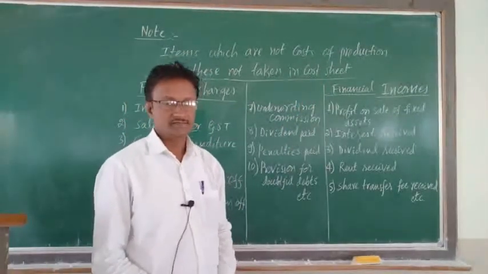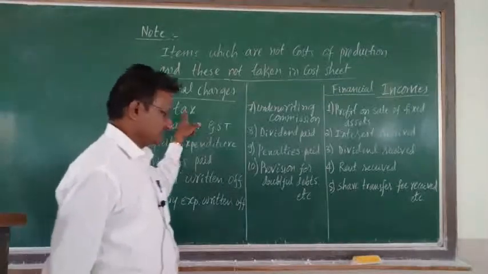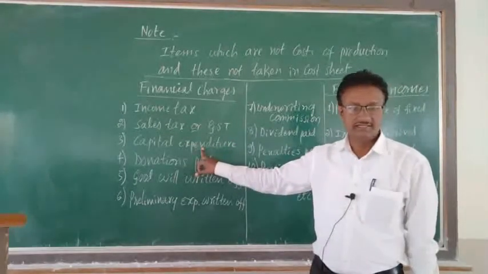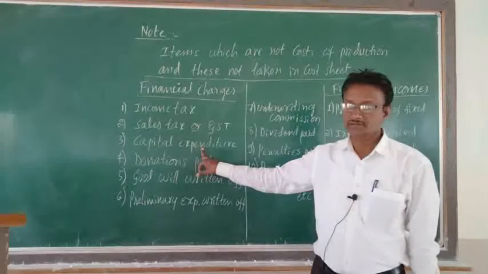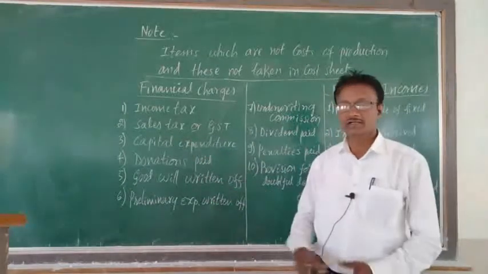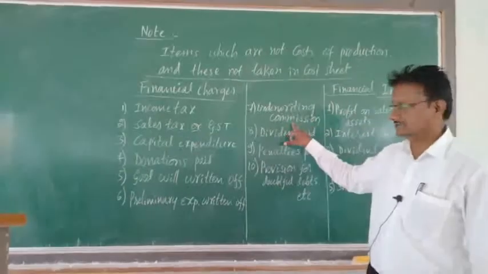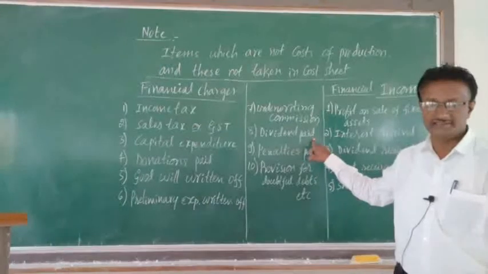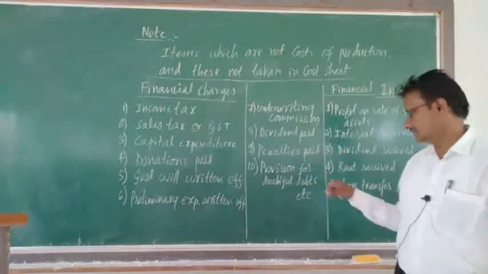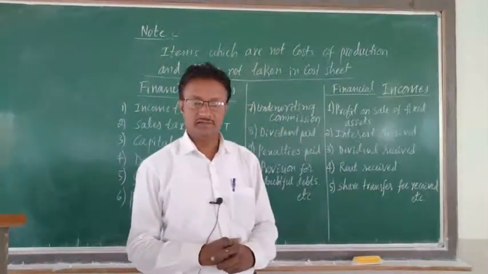The examples of such financial charges or incomes are income tax, sales tax or GST, capital expenditure, that is any amount incurred for purchase of fixed assets is called capital expenditure, donations paid, goodwill written off, preliminary expenses written off, underwriting commission, donations or charities paid, fines, penalties or damages paid, provision for doubtful debts, etc. So these are the expenses or losses that should not be taken in cost sheet.